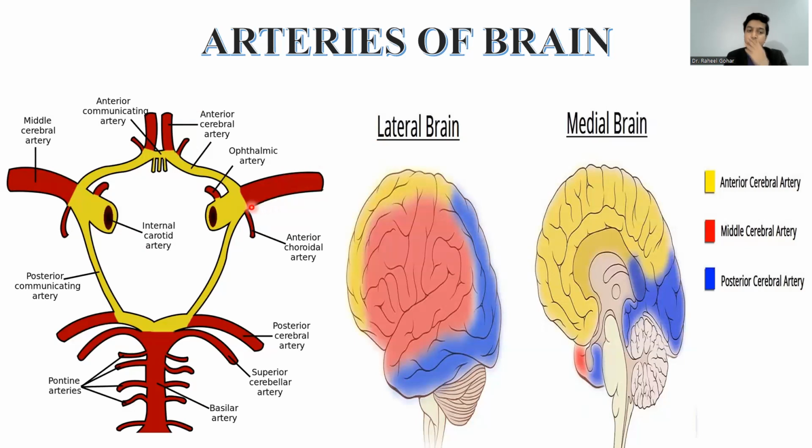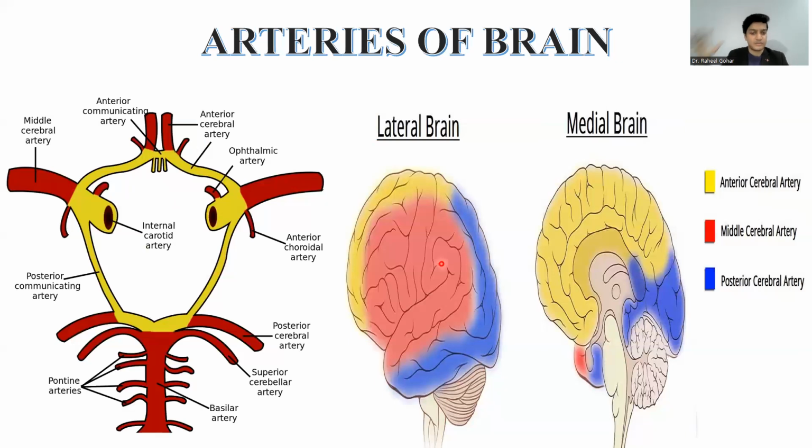Now the anterior circulation is connected to the posterior circulation via this artery, which is known as the PCOM or posterior communicating artery. Anteriorly, both the anterior cerebral arteries are connected together via the anterior communicating artery. So this is known as the circle of Willis.